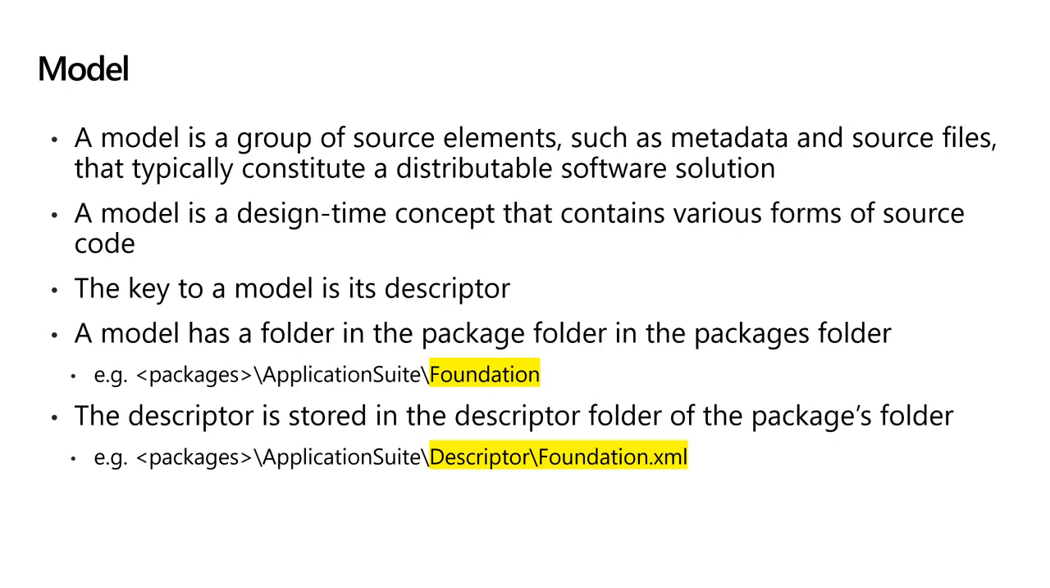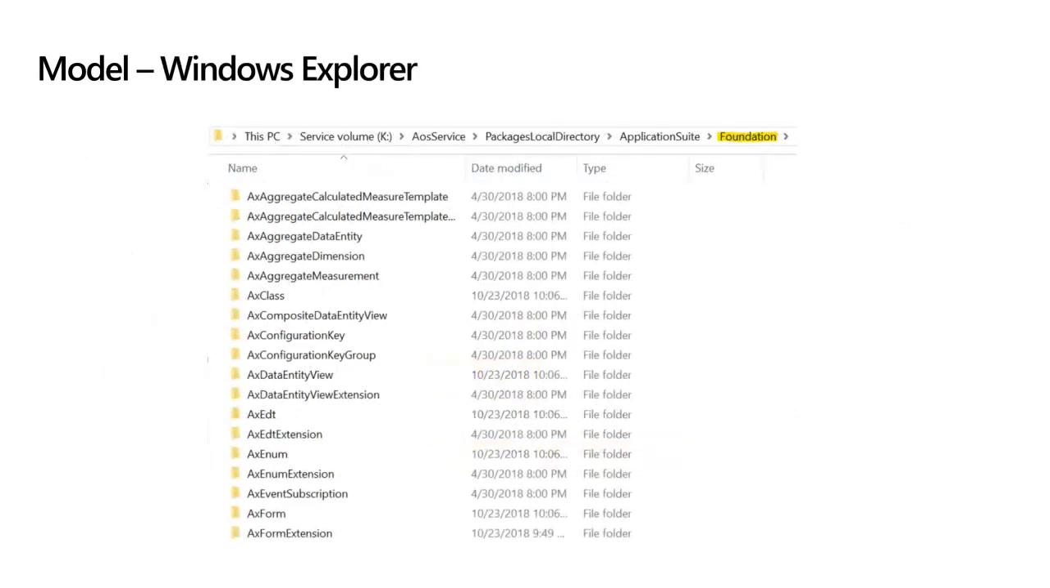The descriptor is stored in the descriptor folder of the packages folder. So application suite, descriptor, and then the application suite descriptor folder, the foundation file is the descriptor file. And this is in the Windows Explorer, the models are inside the package, and the model folder contains all the normal AOT items, classes, EDTs, all those things, the normal standard folders for source code.